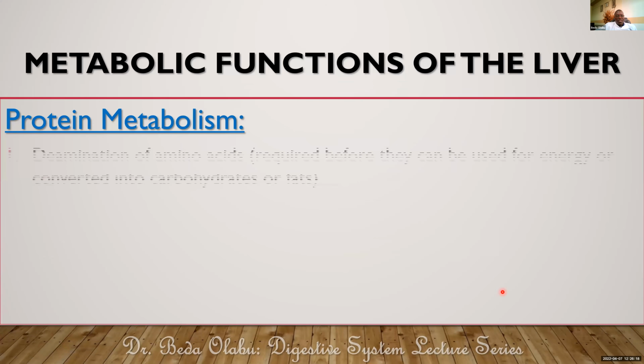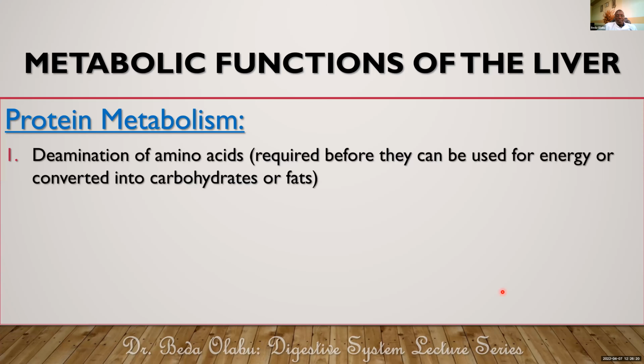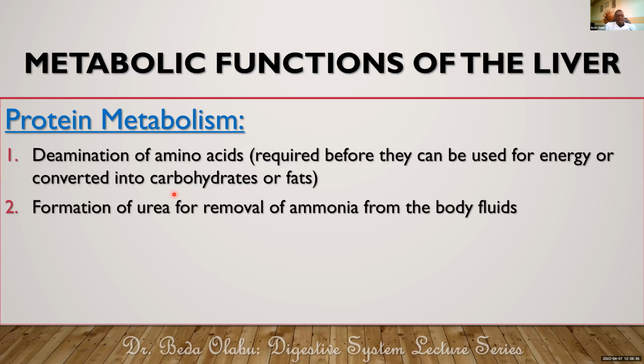The liver also metabolizes proteins. We talk about deamination of proteins, which is an important step that must happen before we can use these to provide energy. We also have formation of urea. These are mechanisms that the body uses to eliminate ammonia from the body fluids.